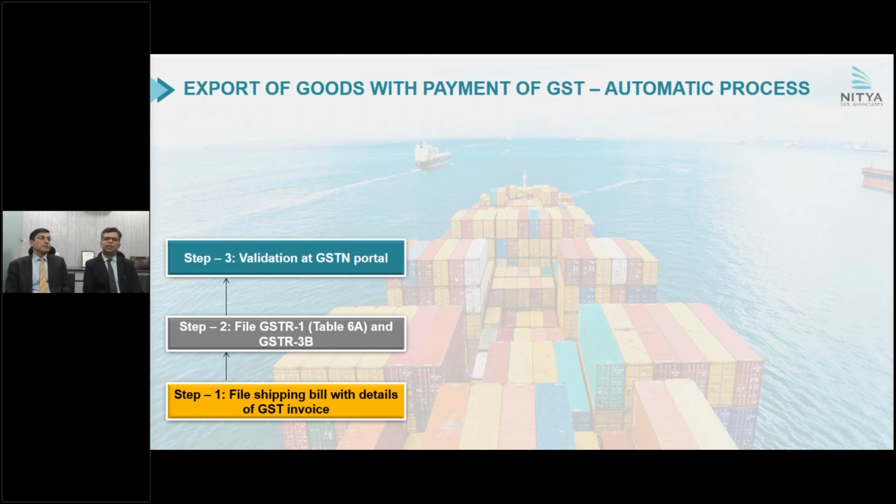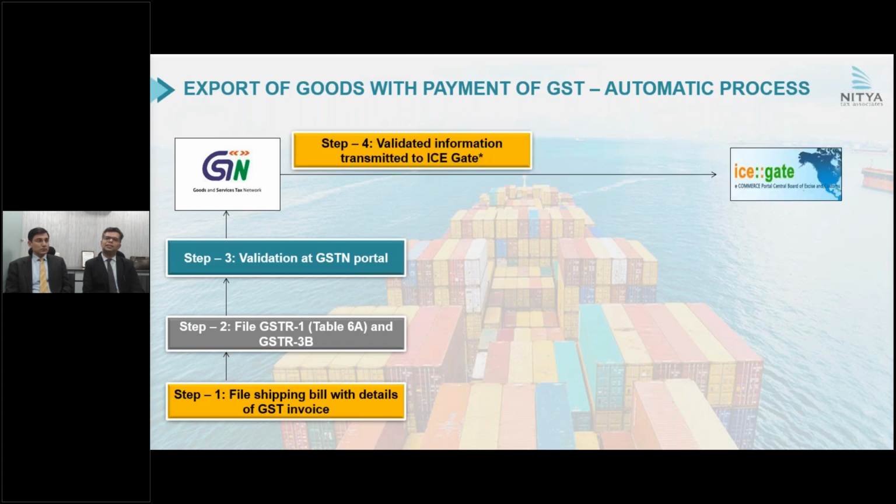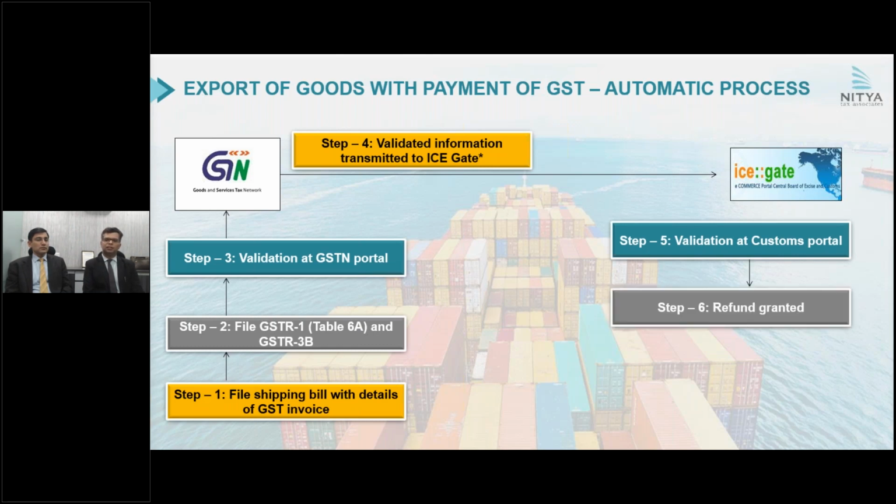GSTR1 and 3B would then be validated at the GST portal at first step. Once the data filed in GSTR1 and 3B matches, the details would then flow from the GSTN portal to ICEGATE for validation. The data, once it reaches ICEGATE, already has the shipping bill details which are filed. So there would be validation at the customs portal of whether data received from the GST portal and shipping bill data match. Once it matches, the refund is done automatically.